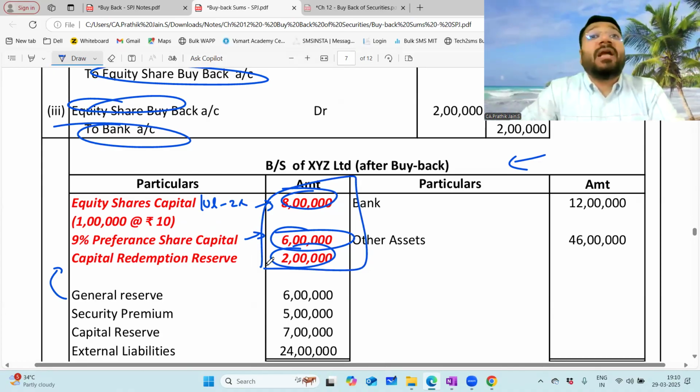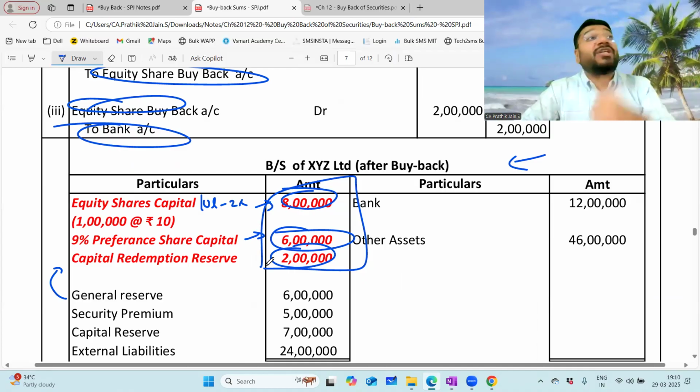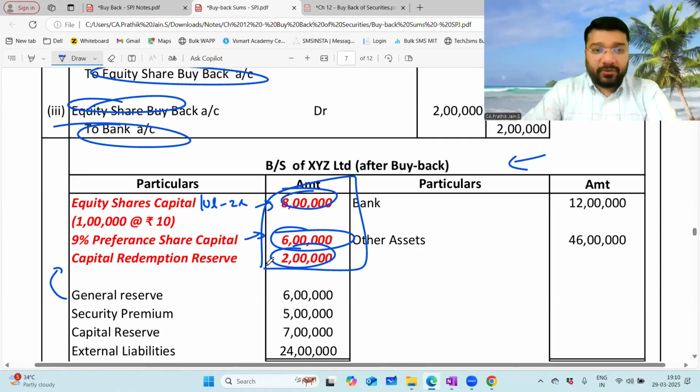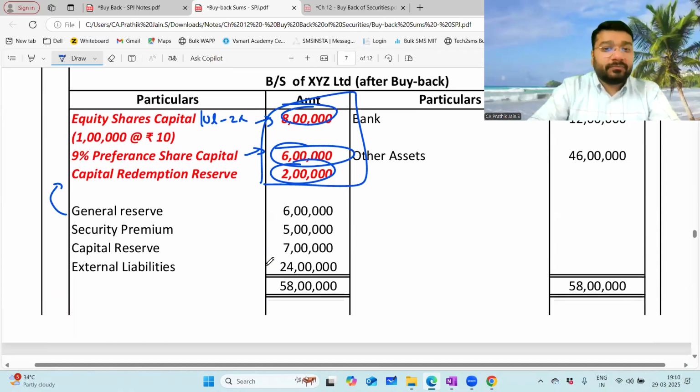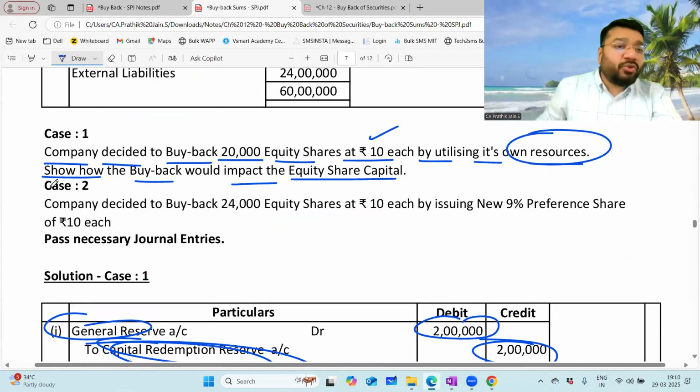CRR, the amount should be transferred to CRR, and the utilization of CRR is mentioned where? Section 69. Section 69 only talks about the utilization of CRR. What is the application of CRR? Only for the purpose of bonus shares. Wonderful. So the capital before and after redemption is the same, 16 lakh rupees. Any problem? No problem. Case 2.